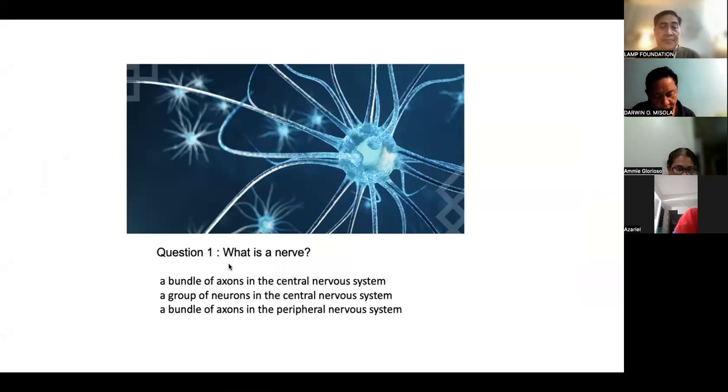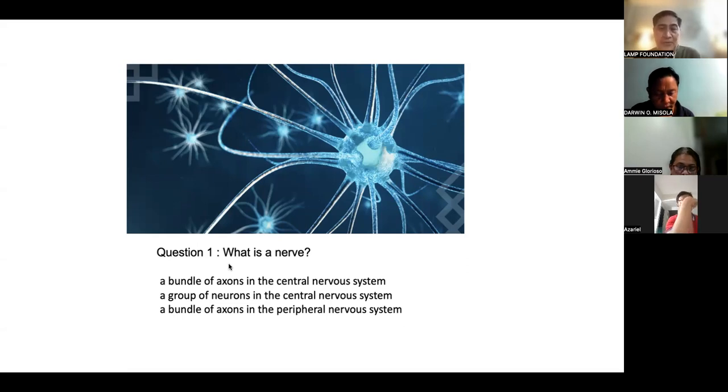A nerve is a group of neurons in the central nervous system. No. One mistake. A bundle of axons. Do you want to try? In the central nervous system. Dalawa na lang. What is the correct answer there? A group of neurons. No, it's wrong.